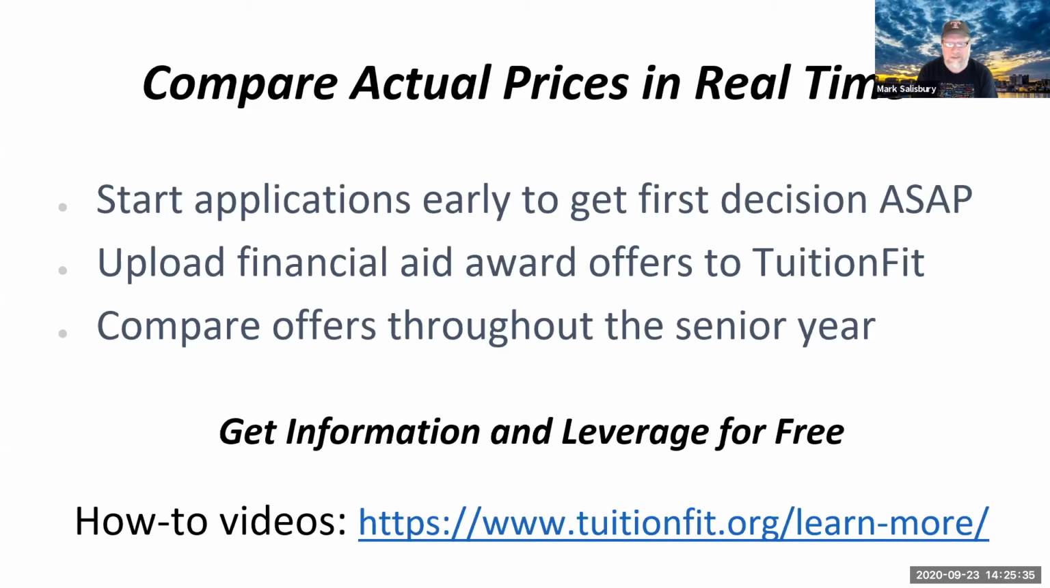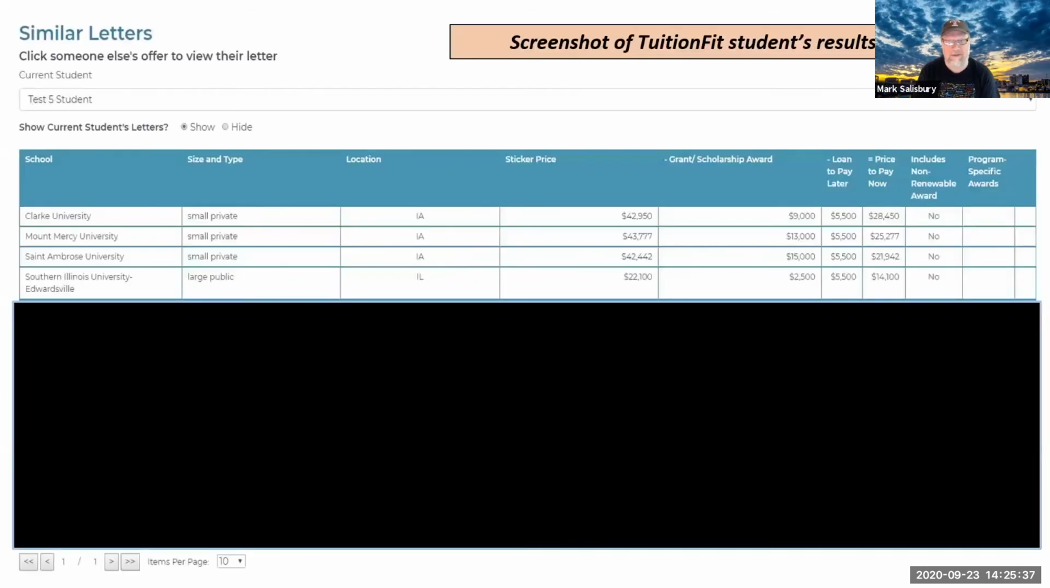So for a senior, this is how TuitionFit works. This is a screenshot of an actual student from last year. She applied to these 4 schools, and you're in Iowa, so all these ought to look fairly familiar. She got into these 4 schools. She knew the sticker prices were pretty high. This is all tuition, fees, room, and board.